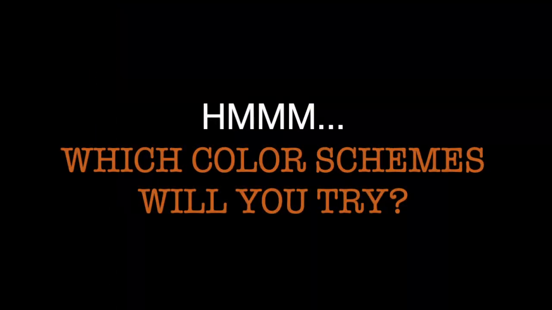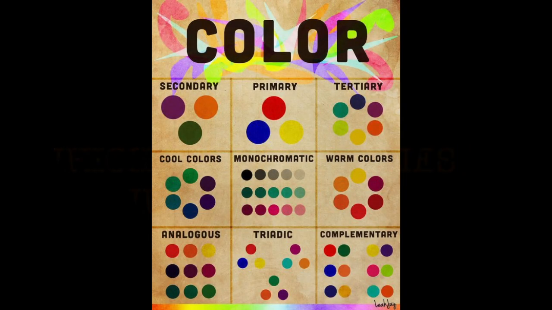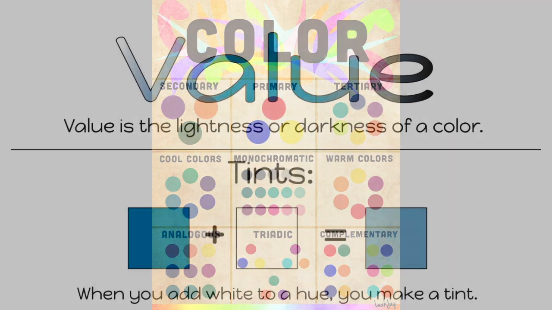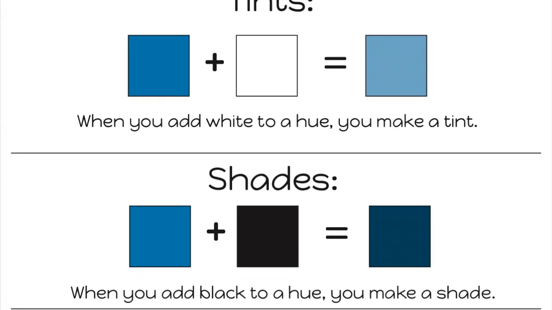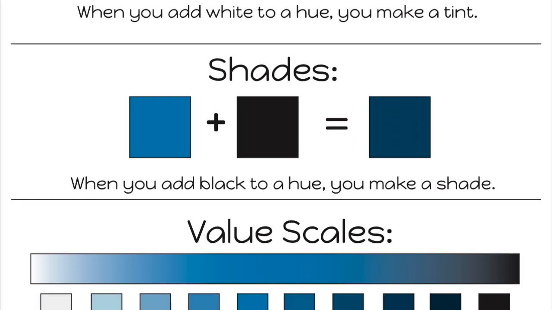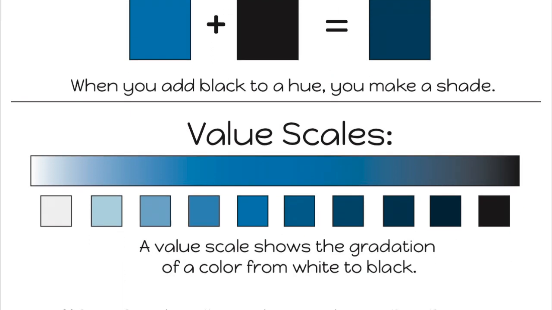Which color schemes will you try? We have secondary, primary, tertiary, cool colors, monochromatic, warm colors, analogous colors, triadic, and complementary. These are just some ideas for color schemes that you might decide to use. One thing to know about color schemes is that any color scheme will work with this, but you must remember value. The all-important thing that we need is light to dark when we make op art because of those important things about contrast and what our eye needs to see to have the illusion happen.